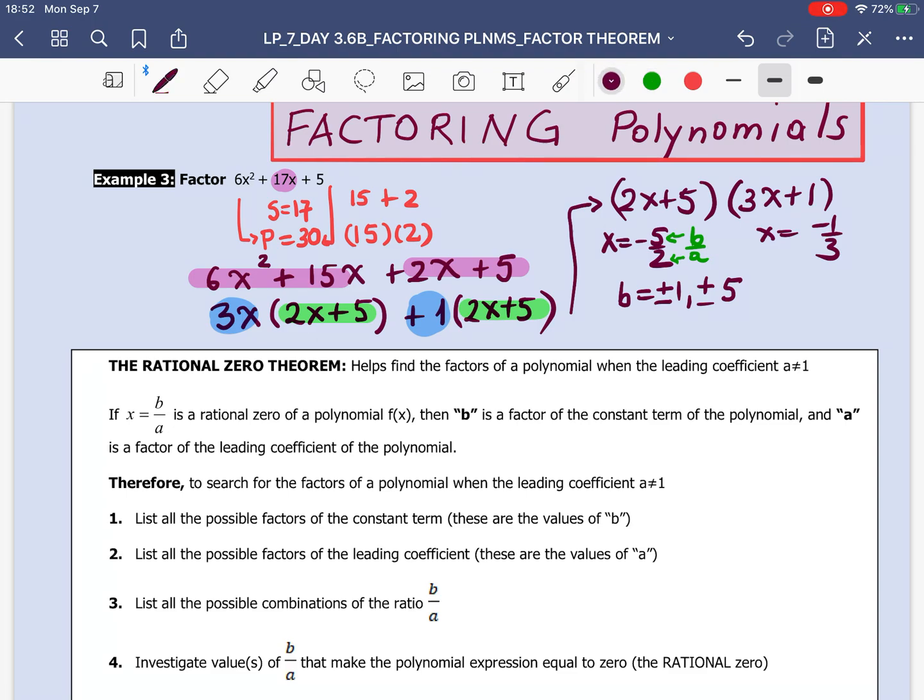So we're going to say that the values of a are possible factors of 6 in this case, so plus or minus 1, plus or minus 2, plus or minus 3, or plus or minus 6. Obviously, it cannot be all of them, so it's only 2 factors in this expression. So this is how we investigate or search for the values of b over a in factoring polynomials where coefficient a, the leading coefficient, is different than 1.